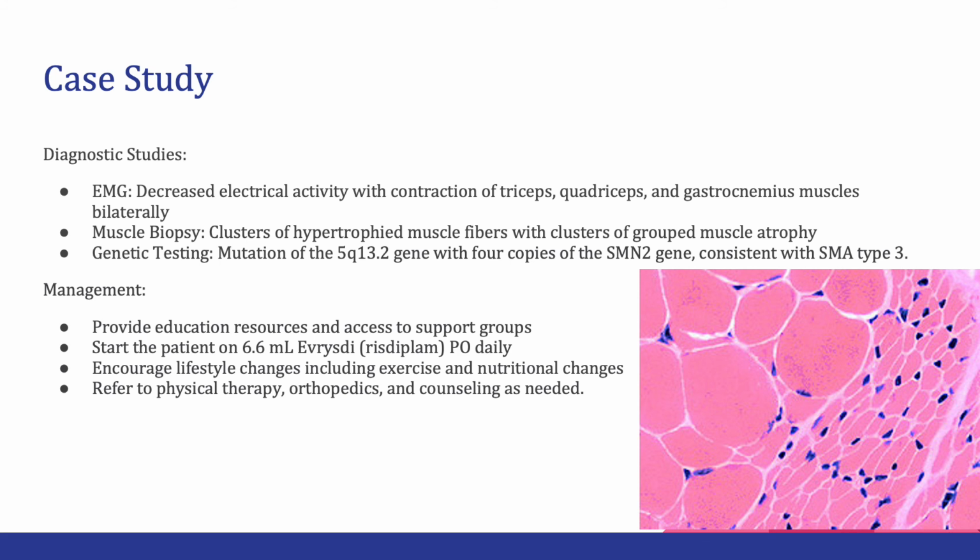So the next thing we have to do is manage this patient. And the first thing we do is provide educational resources and access to support groups for your patient. Also, given his symptoms and his age and weight, it's necessary to start the patient on 6.6 milliliters of Evrysdi daily, as well as encourage lifestyle changes, including increased exercise and changes to nutrition. And then, as the management of SMA is multidisciplinary, referrals to physical therapy, orthopedics, and counseling may be needed depending on the patient.